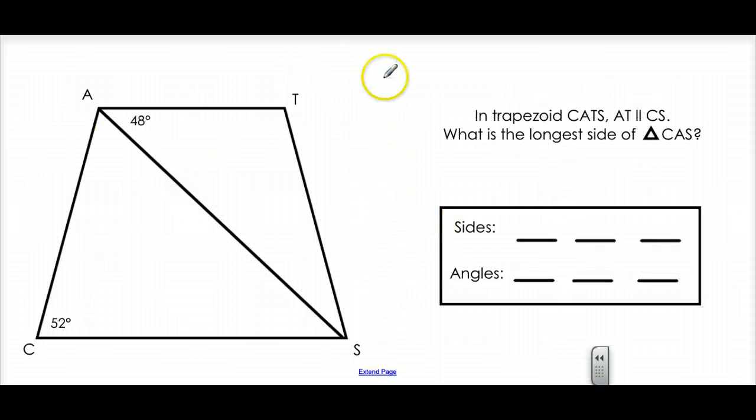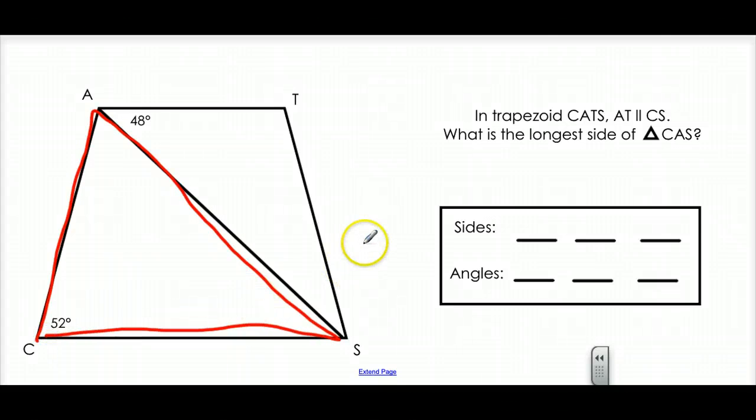And finally, this one. This I will help you on, because I like you. In trapezoid CATS, AT is parallel to CS. What is the largest side of CAS? Well, CAS is this triangle right here, CAS. Okay? To figure out the largest side, when we only know angles, we'd have to find all the angles here. Now, how do we do that?